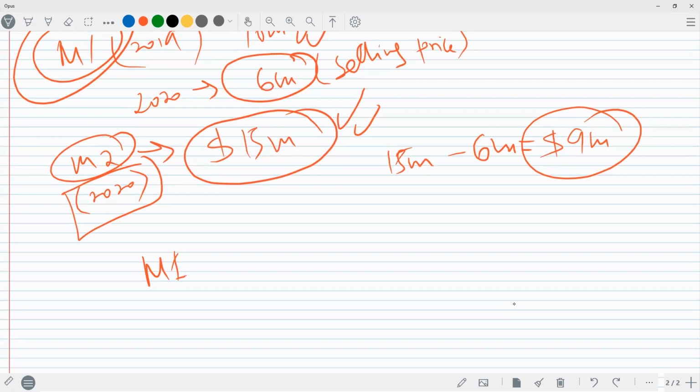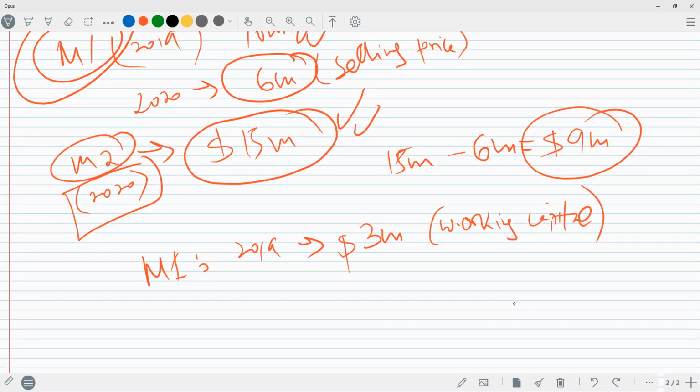Still the same case we discussed about working capital. In 2019 you did invest 3 million towards this working capital. Now in the year 2020, under the new machine, this machine is producing more units. Therefore, you need to invest more towards working capital.